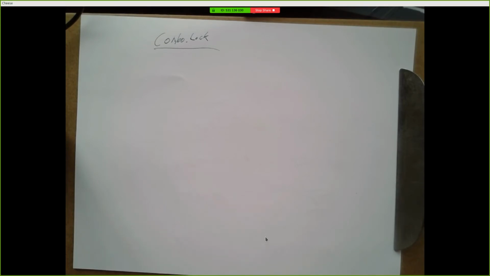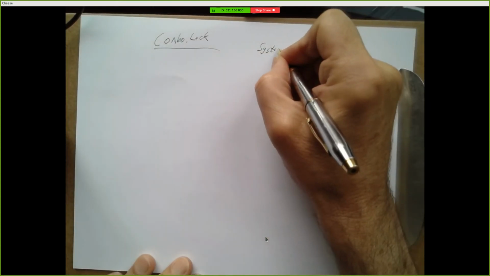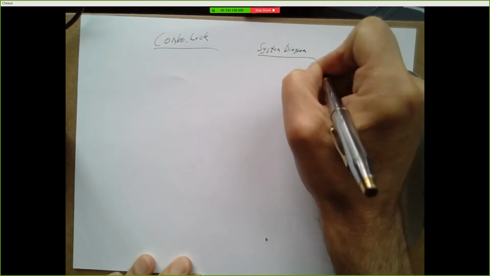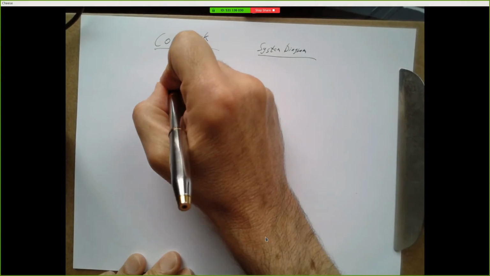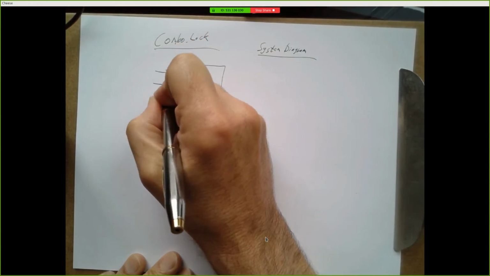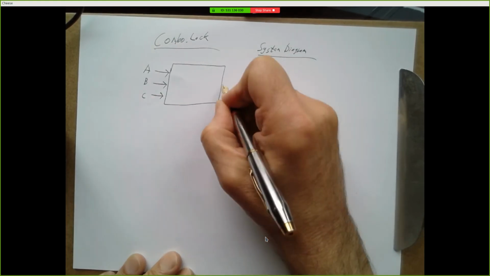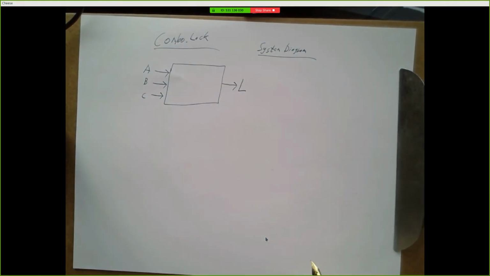Okay, so I've described it to you. That would hopefully be put in writing to whoever was going to design this. But here's the first thing that they would probably come up with: a system diagram. So let's make a system diagram for our combination lock. It's going to look like this. It's going to have 3 inputs, which I'm going to label A, B, and C, and it's going to have an output which I'm going to label L. This is our lock output.